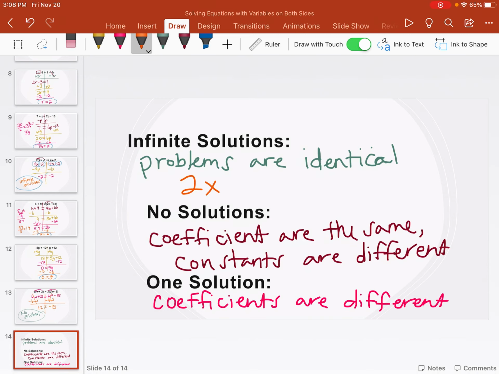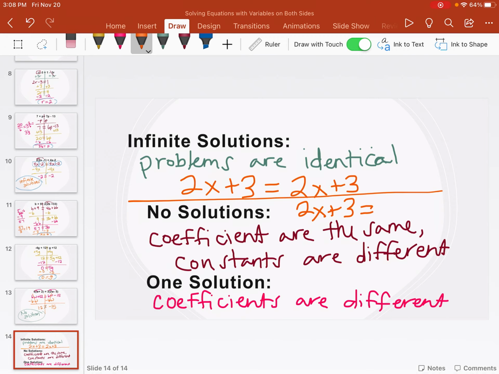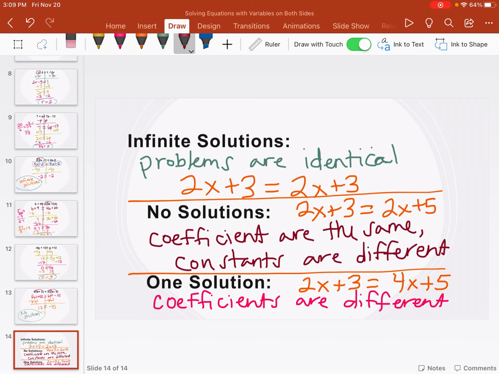If you want to have an example of each of these, for infinite solutions, it would look something like 2x plus 3 equals 2x plus 3. There's an example. For our no solution, that would look something like 2x plus 3 equals 2x plus 5. And then for one solution, it would be something like 2x plus 3 equals 4x plus 5. Okay? And that's it, guys.